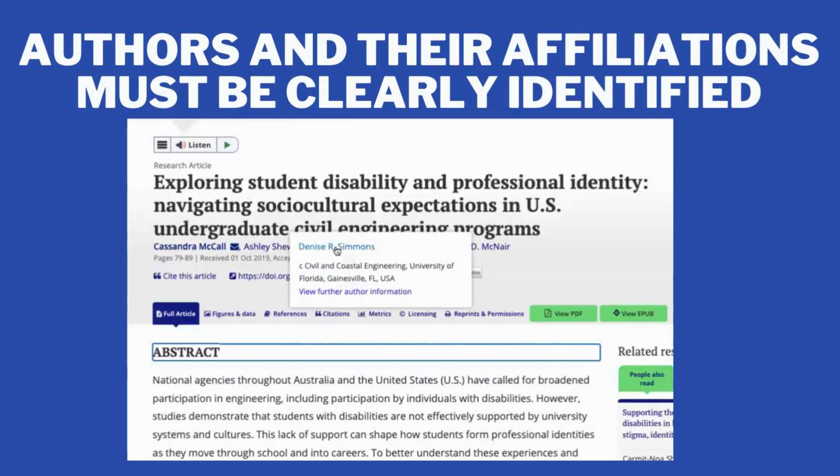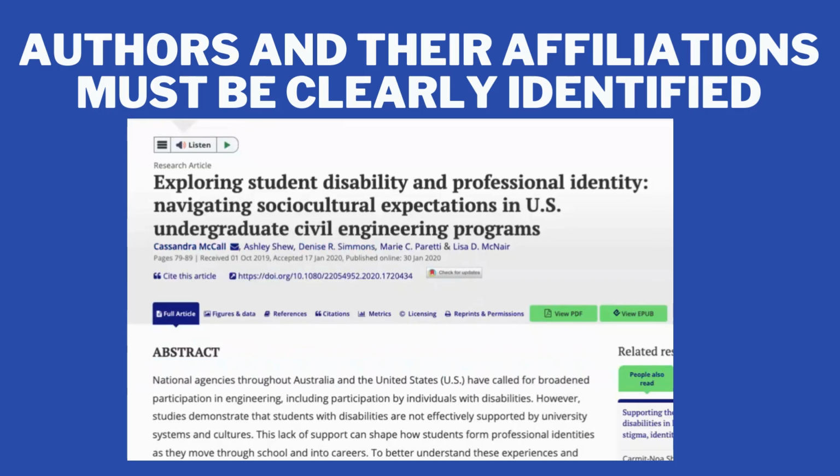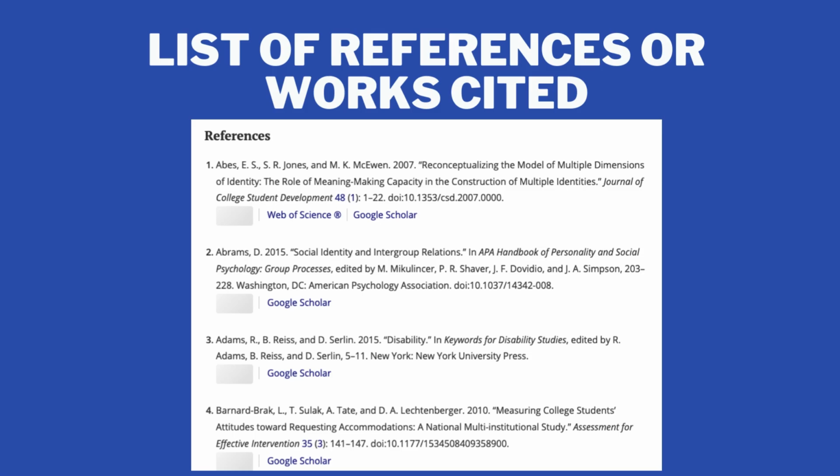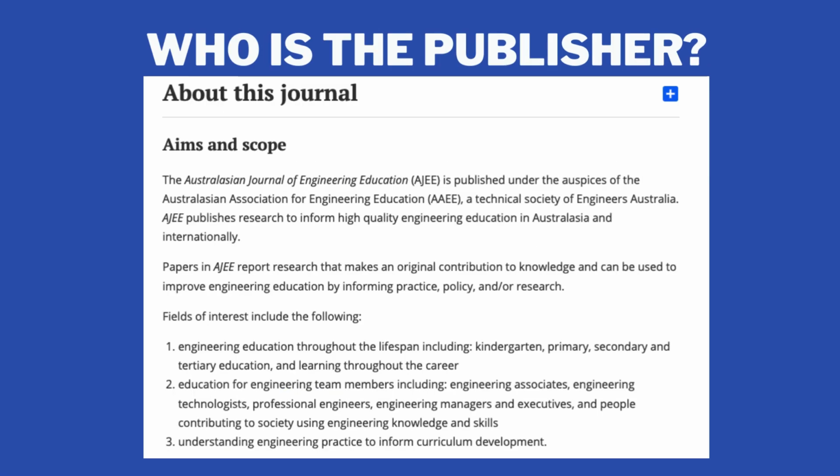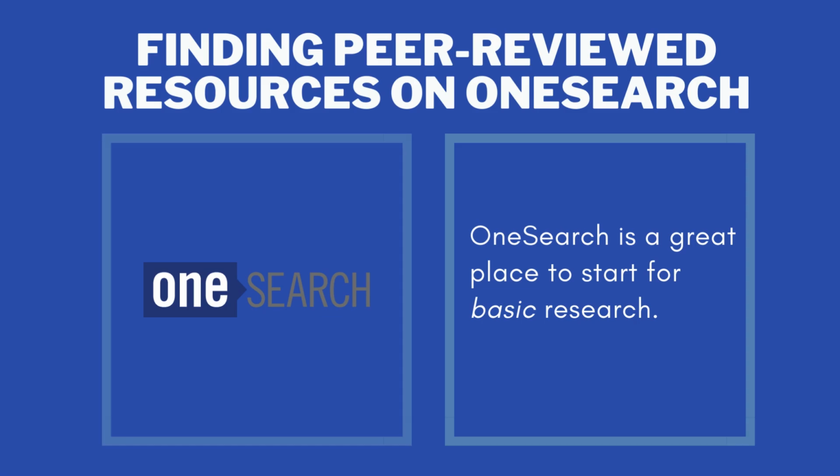It is essential to identify the authors and their affiliations. You can see here that this article's author's credentials are listed with a link to further information. A comprehensive list of references or works cited should be included at the conclusion of the paper, detailing the sources utilized in the research. These works are customarily published by professional associations, university publishers, or other academic outlets, and exist to report research results or discuss ongoing research. Coming up, we will see how to find peer review resources on OneSearch.